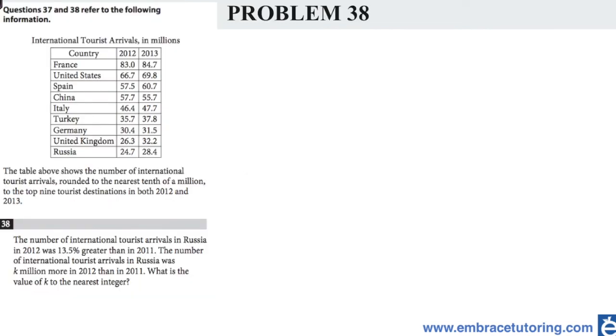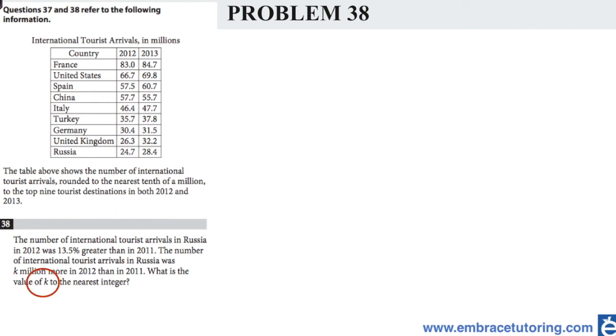So problem 38 states the number of international tourist arrivals in Russia in 2012 was 13.5% greater than in 2011. The number of international tourist arrivals in Russia was K million more in 2012 than in 2011. So the K million more is also going to be equivalent to the 13.5% greater than. What was the value of K to the nearest integer?